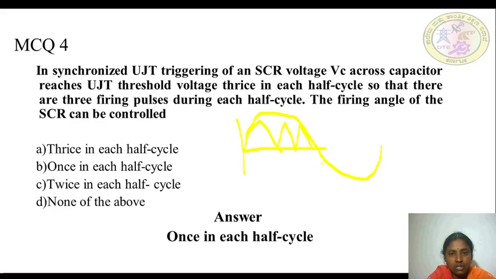Even though you get 3 pulses in each half cycle, the firing angle of the SCR can be controlled only once, because only one pulse is enough for the SCR to turn on. There is no requirement of the second or third pulses. Once the SCR is turned on, even if you remove the gate signal, the SCR will stay in the on state. So only one firing angle of the SCR can be controlled in each half cycle.